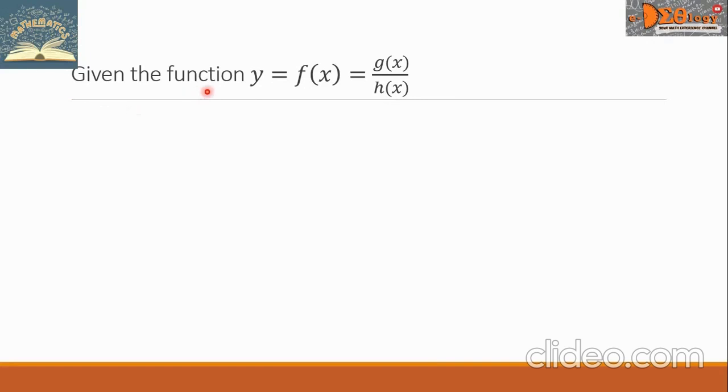Now, given the function y equals f of x, and this f of x is a rational function, it is equal to g of x over h of x. In this video, we will confine our examples to g of x and h of x that are both polynomial functions.